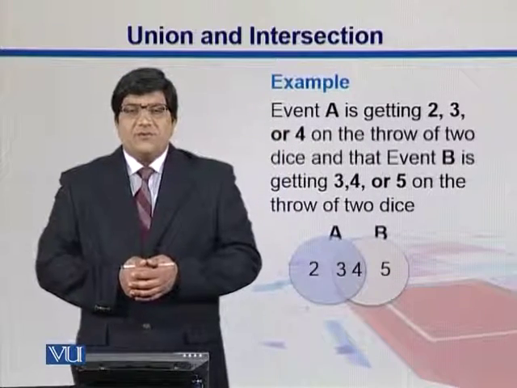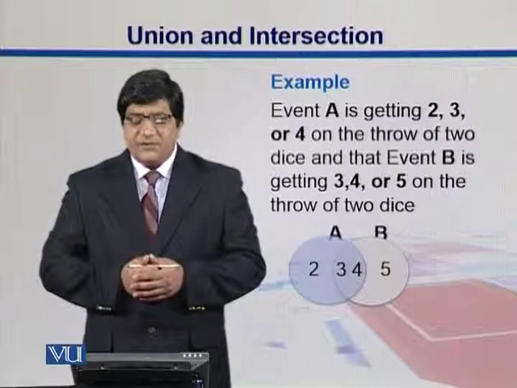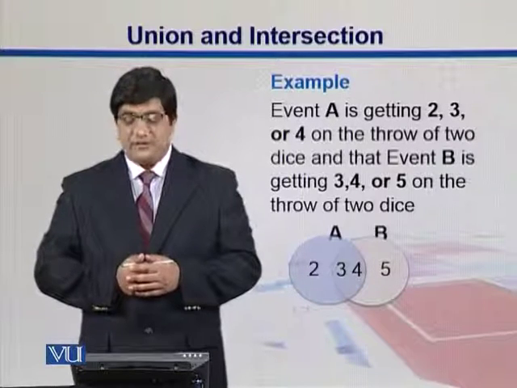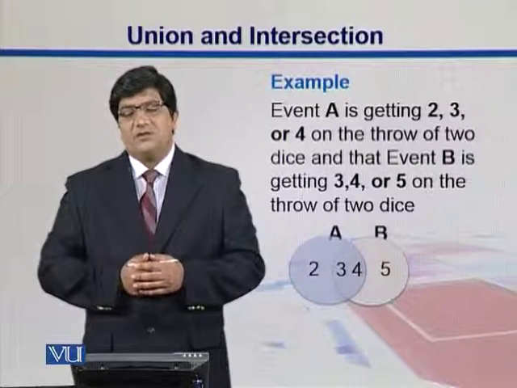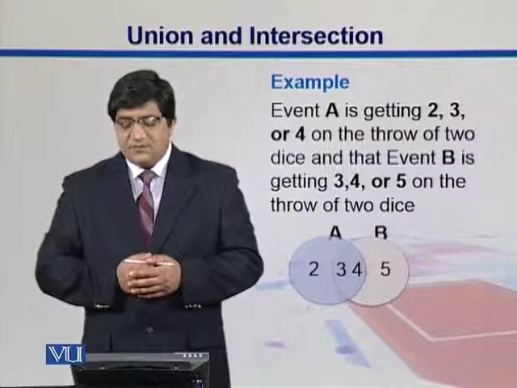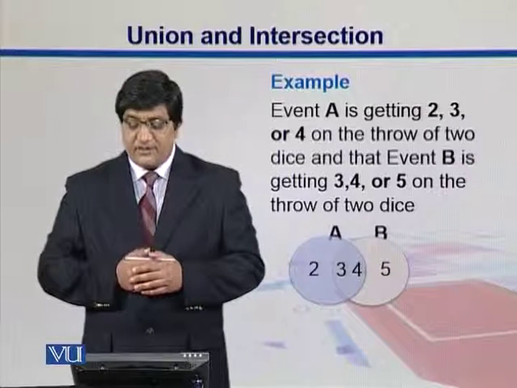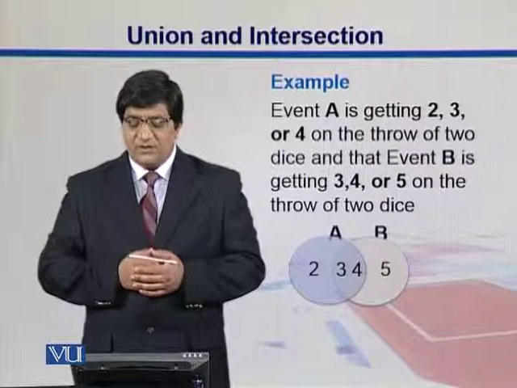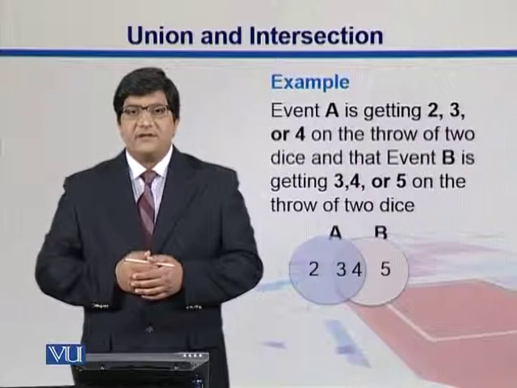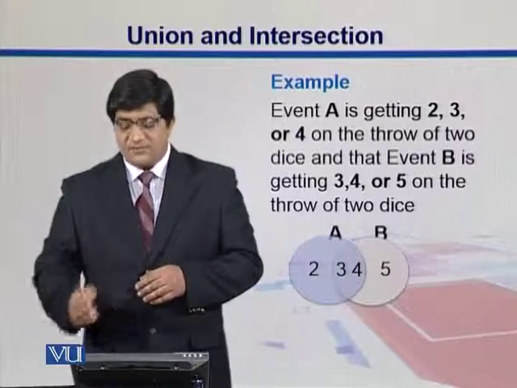Okay guys, let's elaborate this with an example. We have event A, which is getting 2, 3 or 4 on the throw of 2 dice, and event B, which is getting 3, 4 or 5 on the throw of 2 dice. Let's see how we can put them together. When we make this diagram, we call it a Venn diagram. We have A with 2, 3 and 4, and B with 3, 4 and 5, and there is an intersection between A and B. So 3 and 4 are common to both of them.